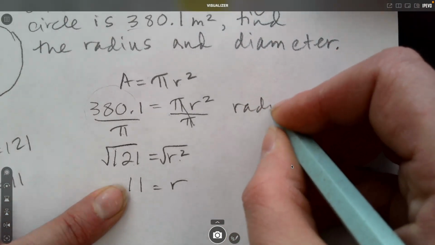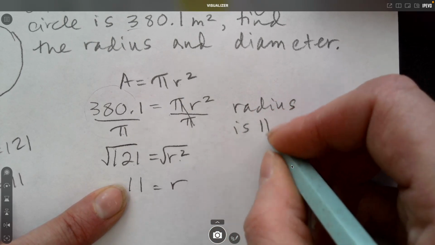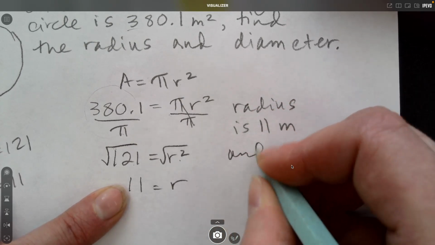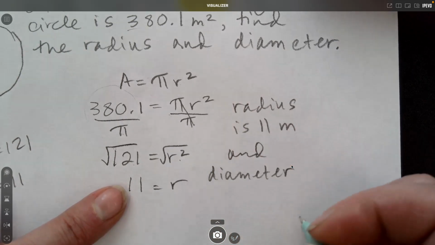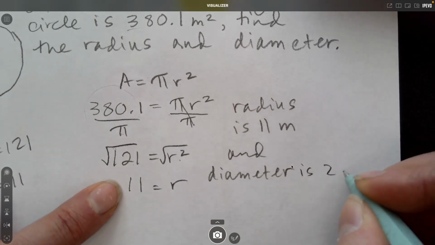So my radius is 11 meters, and diameter, because they asked us for both, the diameter will need to be twice that, so the diameter is 22 meters.